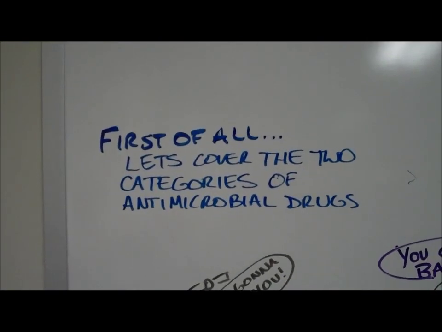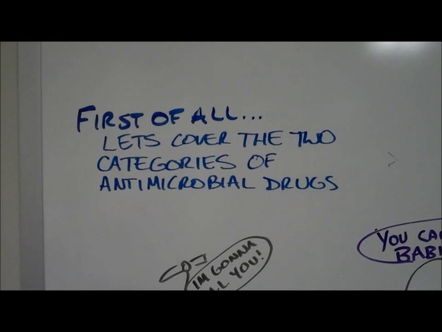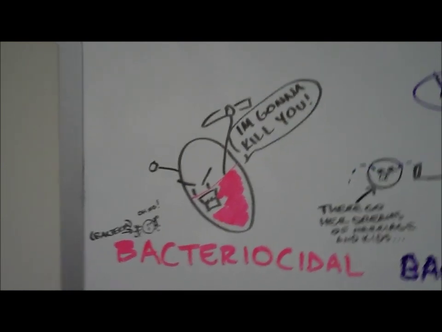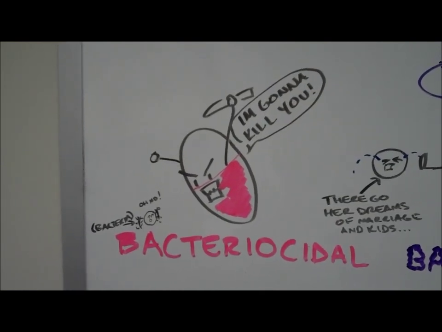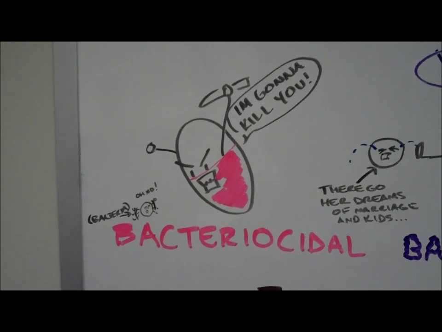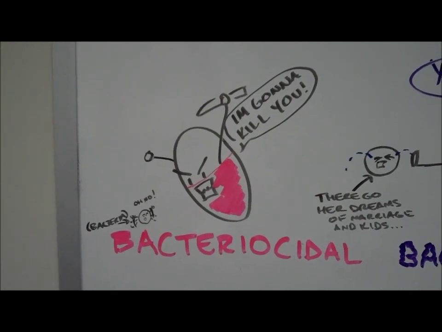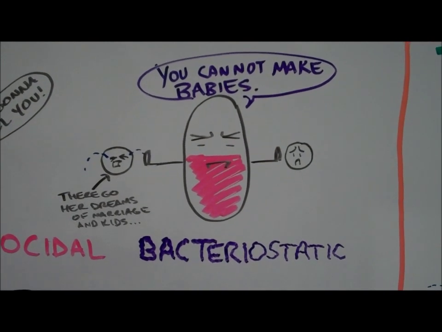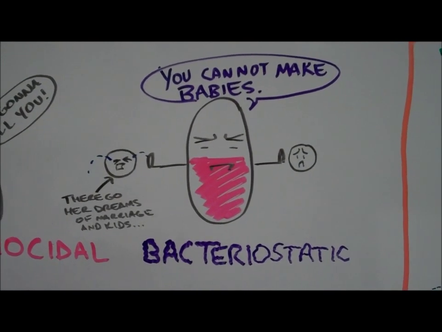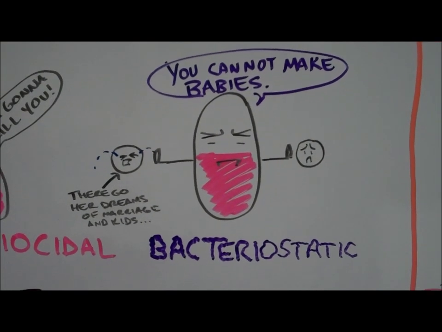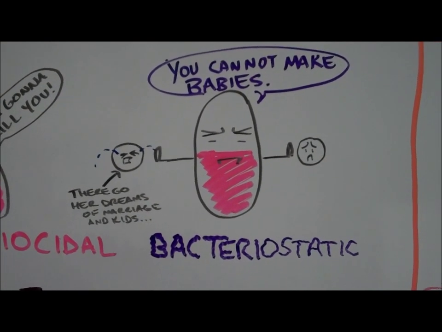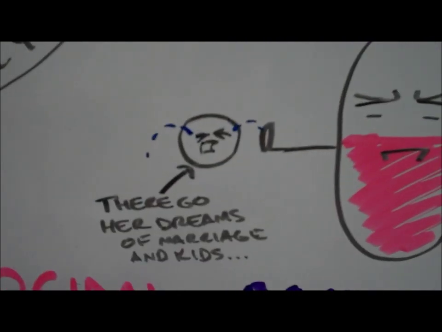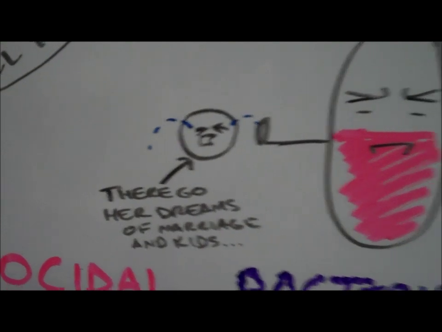First of all, let's get covered on the two categories of antimicrobial drugs. First, we've got bactericidal, and it's like, I'm gonna kill you, rah! But then the bacteria is all like, oh no, because it gets killed. So that's what cidal means, that it's a killer. Then we've got bacteriostatic, and it's the cock block of the antimicrobial world, because it inhibits growth, and most of the time it interacts with protein synthesis, which makes stuff not have babies, so they can't procreate. So of course, her dreams of kids and marriage are gone.